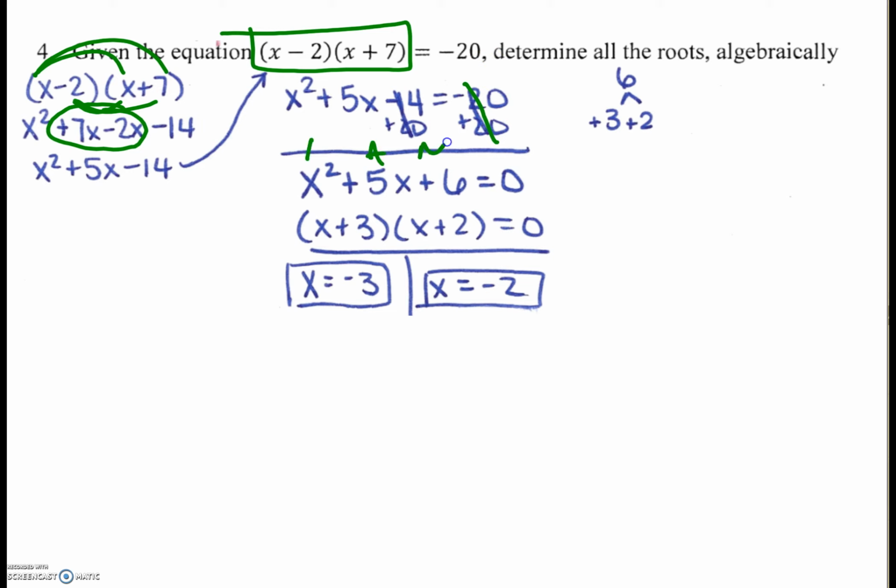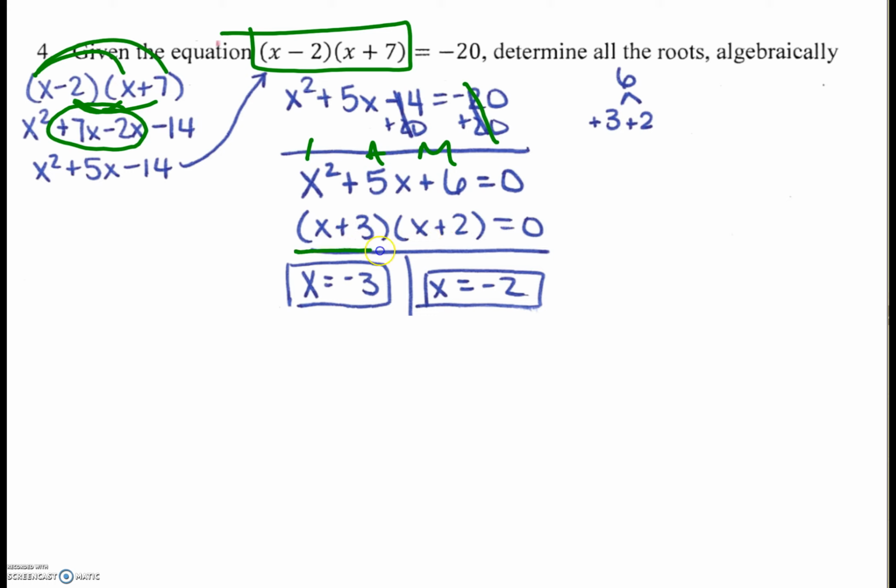From here, we should notice we have a trinomial with a leading coefficient of 1. So we want numbers that multiply to 6 and add up to 5, since it is a 1 a.m. problem. So two numbers that multiply to 6 and add up to 5 are a positive 3 and a positive 2. From here, we're just going to set up our factor bubbles, throw in an x and an x, and put the positive 3 and positive 2.